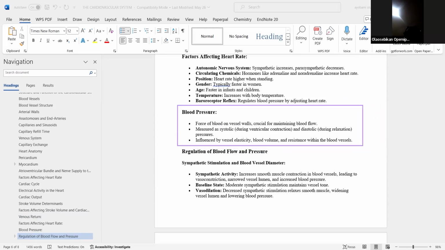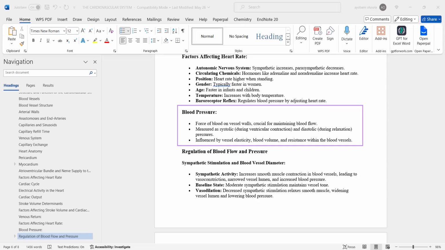When we talk about blood pressure, it's basically a measure of the pressure of the blood in the arteries, in the arterial wall, because the pressure of the blood in the arteries is higher than the pressure of the blood in the veins. So when we talk about blood pressure, we are measuring the pressure of the blood in the arteries.